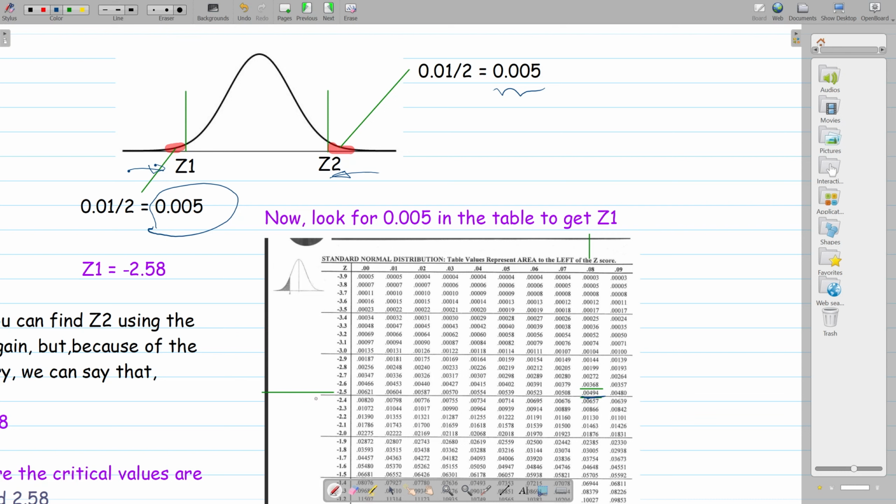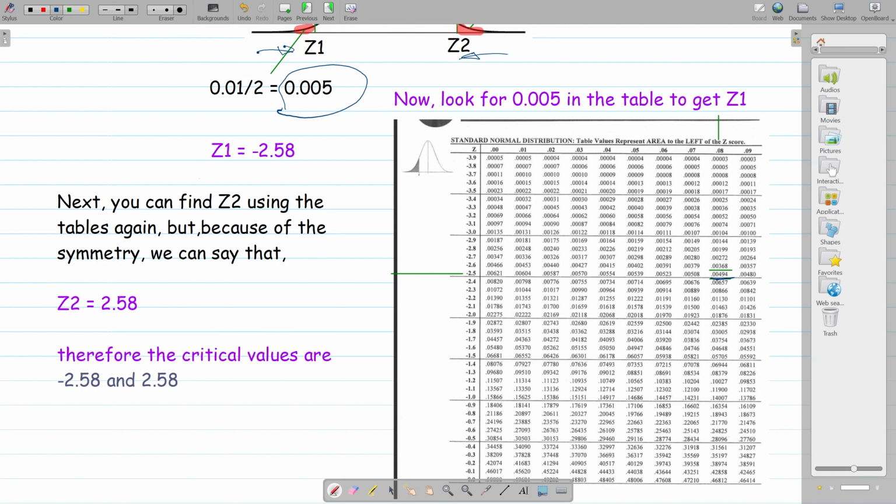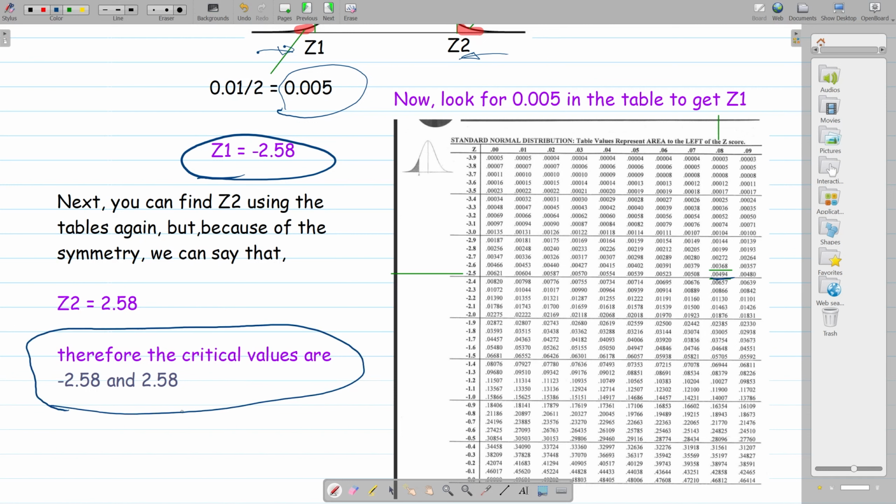So the Z value for that area is minus 2.58. Then the Z1 value is minus 2.58. Because of the symmetric property, you know that Z2 is 2.58. Just drop the minus and write down the magnitude. Then that is the Z2 value. Therefore, the critical values are minus 2.58 and 2.58. Okay, hope you understand. It's easy, and practice well.